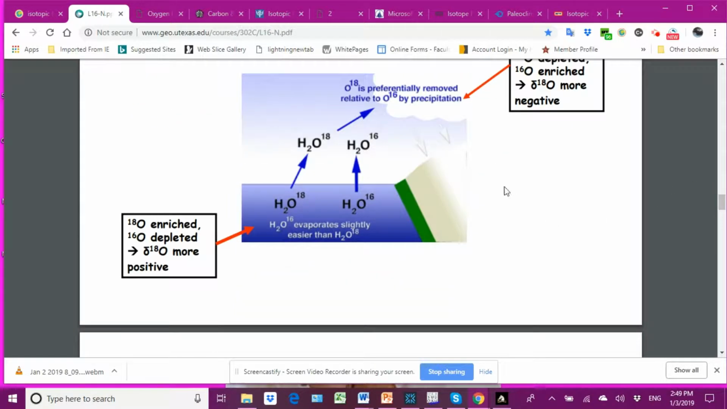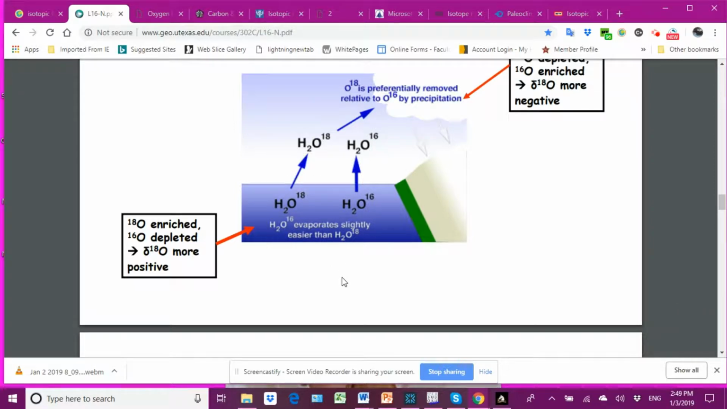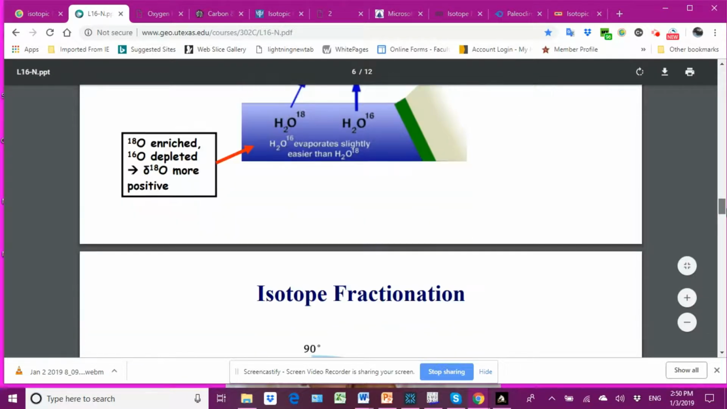But now, as more 16 goes into the atmosphere, what does that do? Of the water molecules left behind in the liquid state, the 18 is enriched relative to the 16. So hence, the del 18 will become more positive. That's because the 16 is lighter, so it's more likely to escape into the vapor state. That's kind of the idea.